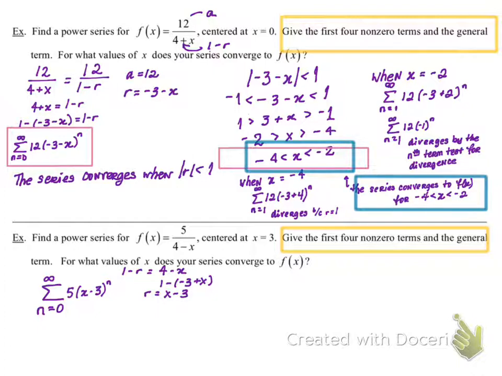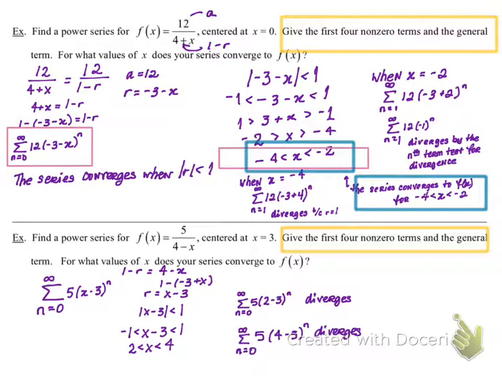Okay, so anyway, here we go. We need to take the absolute value of R and set it less than 1 to figure out for what values of X this series converges. Once you've figured that out, now you need to check your endpoints to figure out the actual interval. So you need to figure out what happens at 2 and what happens at 4.